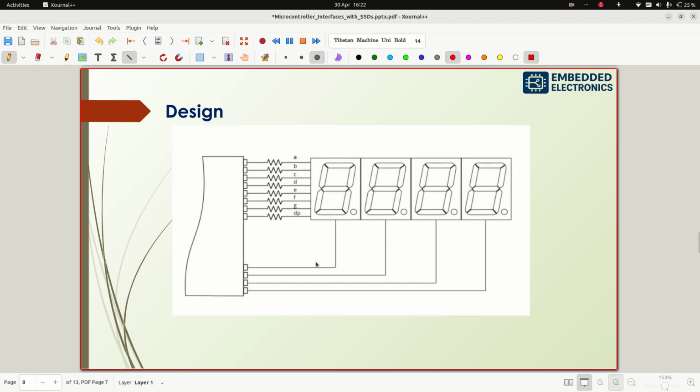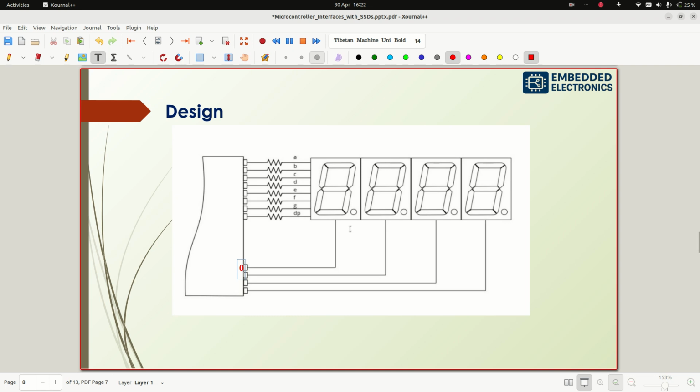So here you can see, now if I put 0 here, this particular SSD turns on. Why 0? Because it is a common cathode connection, right? That's why. So here the control pins are a current sourcing circuit or a current sinking circuit. That is sinking current, right?